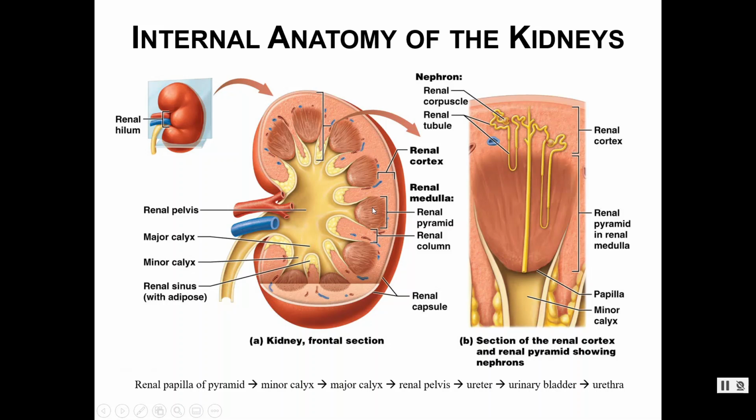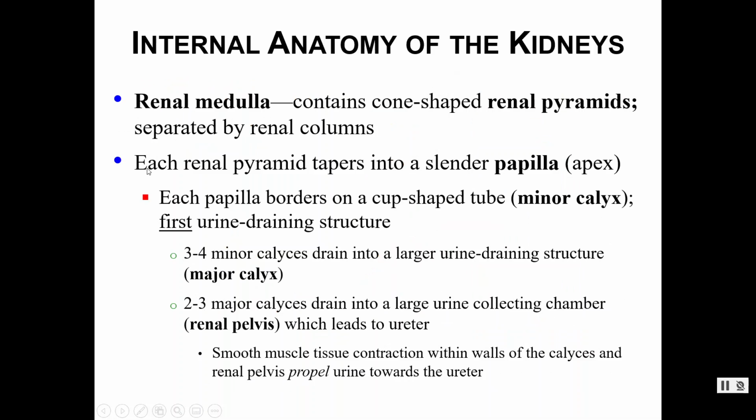Now, let's go back, make sure we say all the good science words. Each pyramid at the bottom, at the point, the apex, points to a papilla. The papilla is basically the point at the end or at the bottom. Each of those papillae is going to border up to a minor calyx. Minor calyx is where urine first drains into.